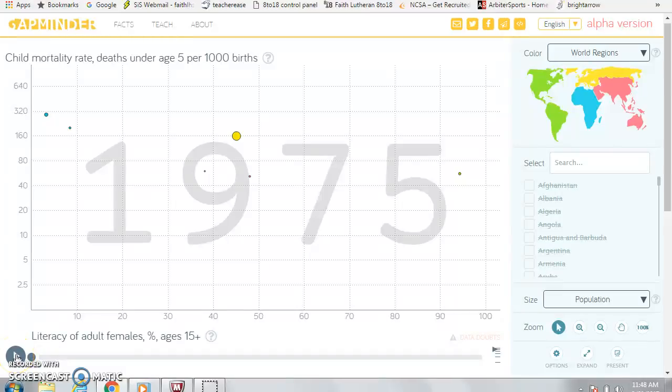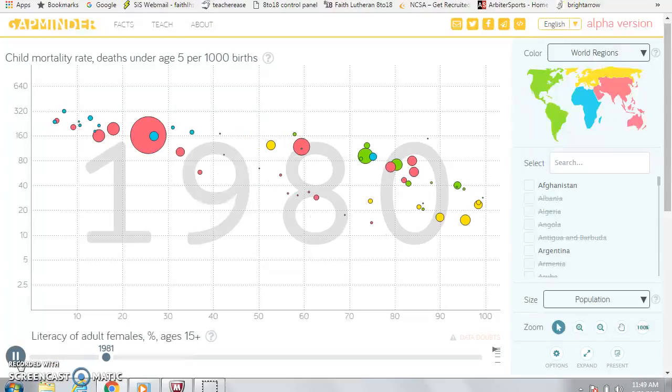Today we'll be talking about the correlation between the literacy of adult females and the child mortality rate. And we did put the literacy of adult females and the percentage on the x-axis because it is the cause of the child mortality rate for deaths under the age of 5, because when women get more education, they are more willing to help their children and they are more able to give their children a better life.